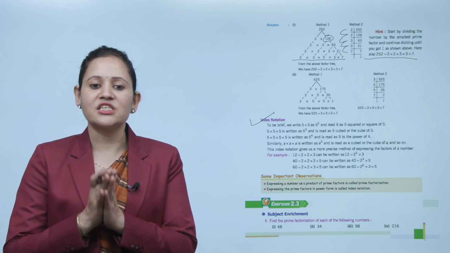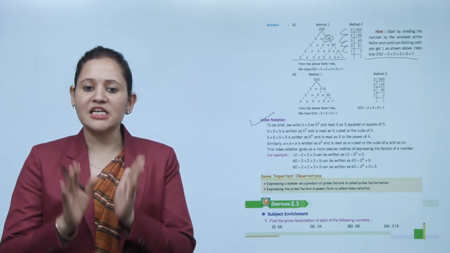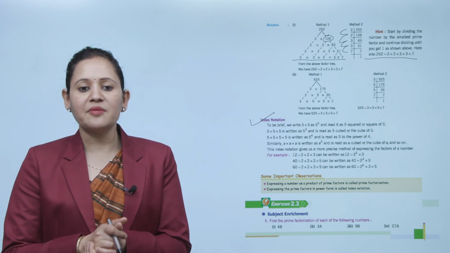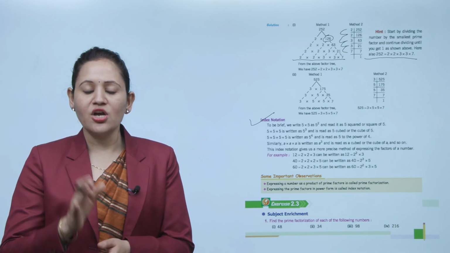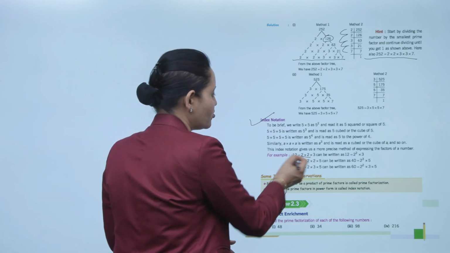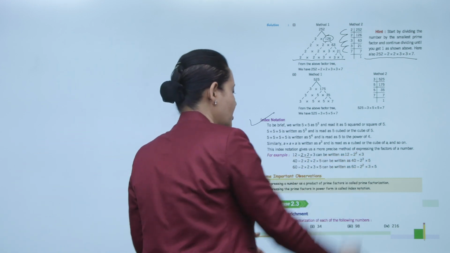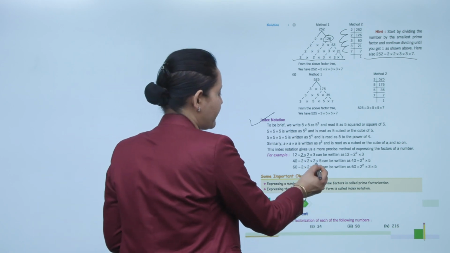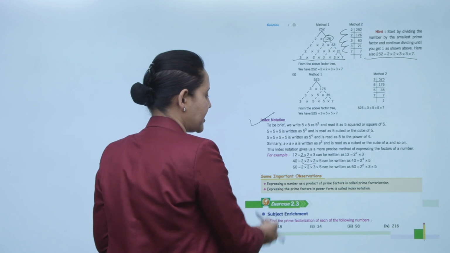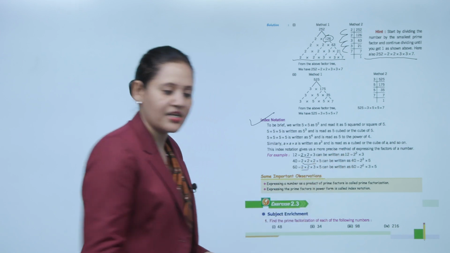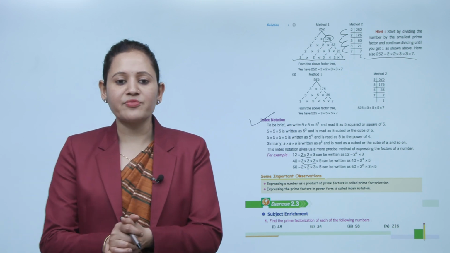This index notation gives us a more precise method of expressing the factors of a number. 12 can be written as 2 into 2 into 3, or we can write it as 2 to the power 2 into 3. 40 can be written as 2 to the power 3 into 5. 60 can be written as 2 to the power 2 into 3 into 5. Clear? Next, some important observations.